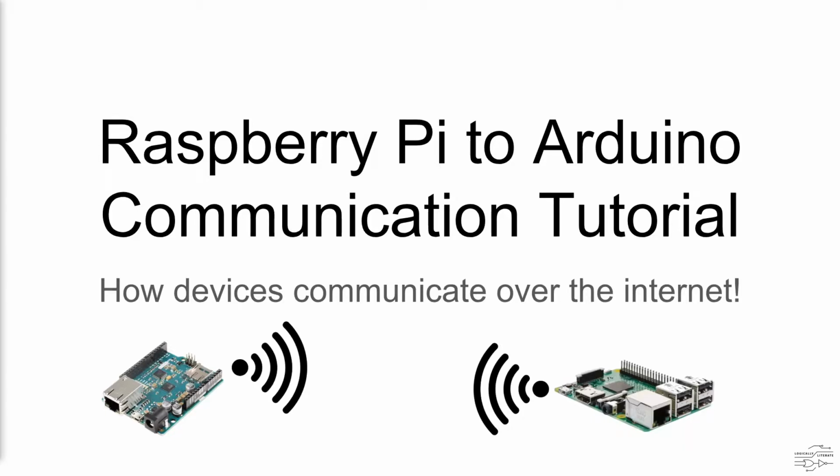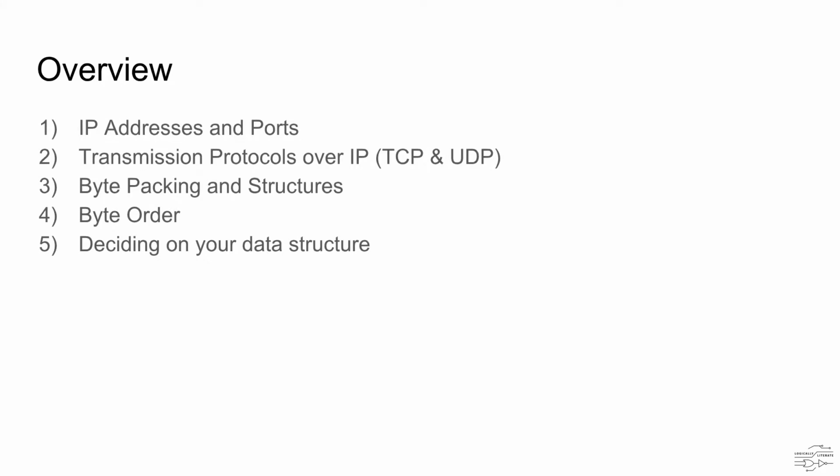In this video series, I'm going to talk about how to communicate between a Raspberry Pi and an Arduino over a network. The basis of this tutorial will be using sockets and IP packets to communicate between a Raspberry Pi or any computer running a Python program and an Arduino running the C-like Arduino software. In this video we will talk about IP addresses and ports, transmission protocols over IP, byte packing and structures, byte order, and how to decide on your data structure.